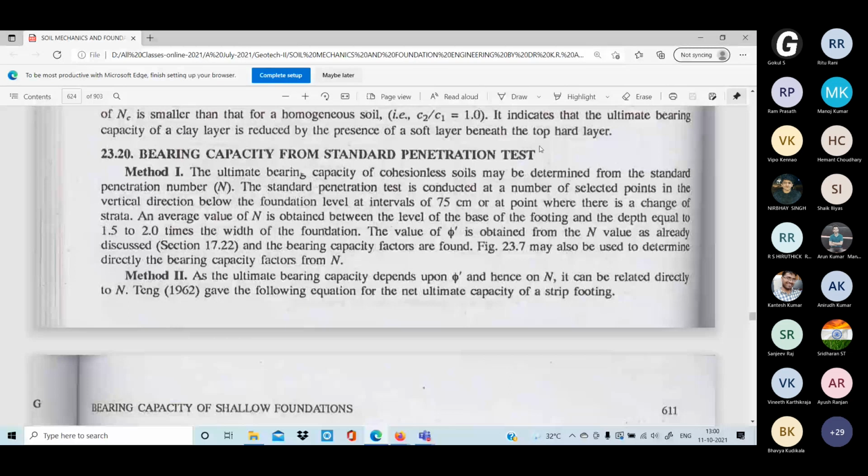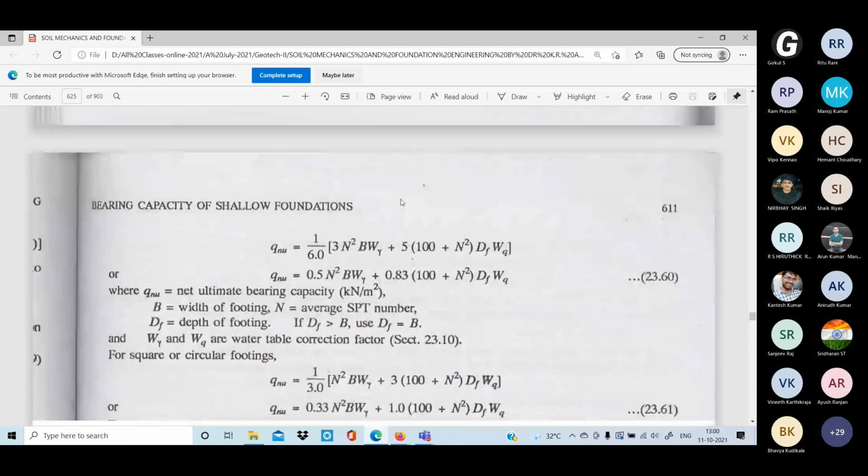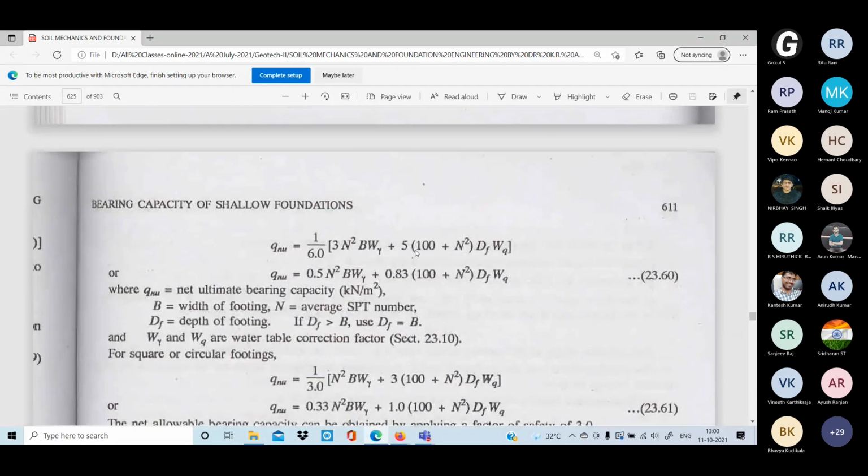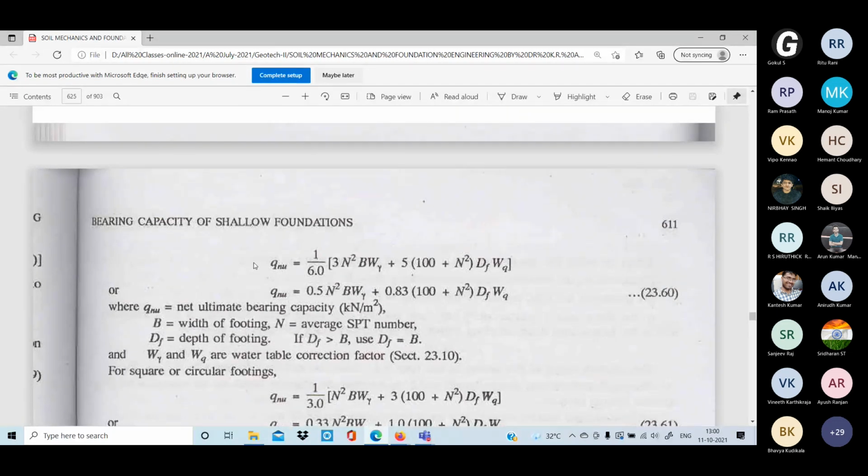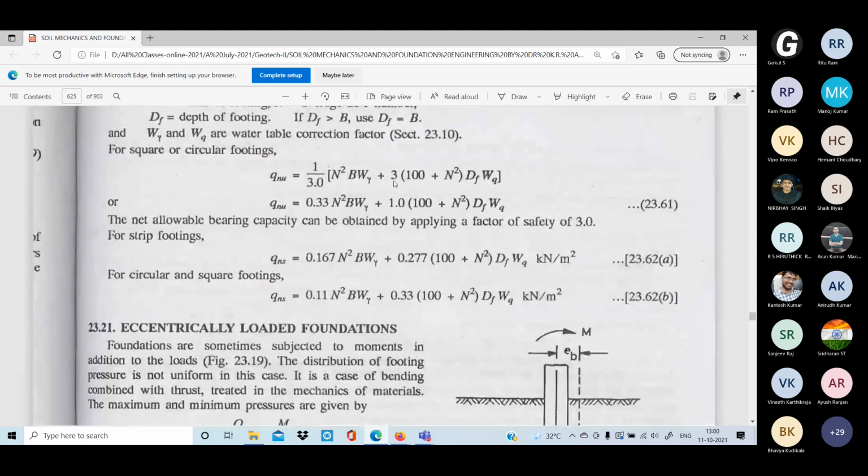Bearing capacity from the standard penetration test. That's what we do in consultancy. We go for the soil testing and try to get the N values. By using the N value here, the IS code has given, apply the N values and water correction factor, and it will give the ultimate bearing capacity. Net ultimate it will give. Okay, so that's what is given.